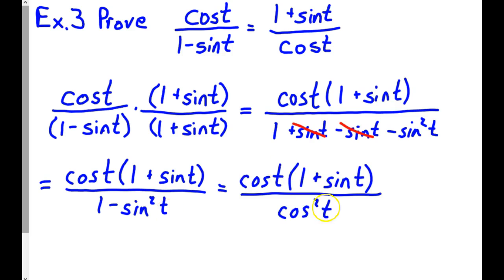Now between the numerator and denominator, we have a common factor of cosine t. So we can cancel that out with the squared. Now we're just left with 1 plus sine t over cosine t. And that's what we were trying to rewrite the left side of the equation to equal in the beginning.